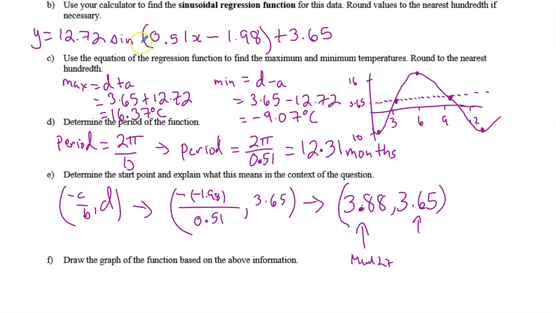We've got the middle. We've got the variance from the middle. That gives us a maximum temperature. That gives us a minimum. The B value gives us a period. And the start point in the context of this question is that we reach the median temperature of 3.65 degrees Celsius in late March.